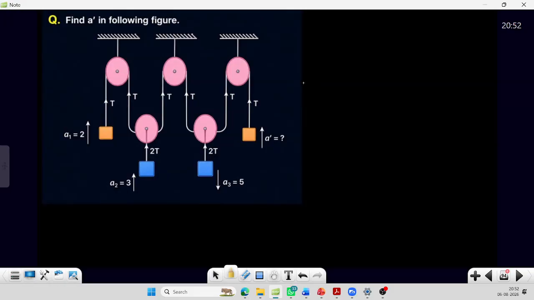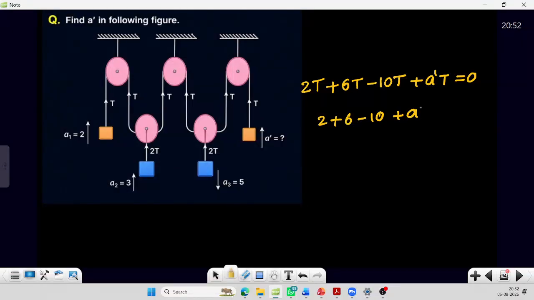Right, so this is 2 into T. Next, plus what, tell me? 6. Yes, minus 10T. Yes, plus A dash into T equal to 0. So how much is the value? 2 plus 6 minus 10 plus A dash equal to 0. So that means how much is the A dash value? So that is 2.